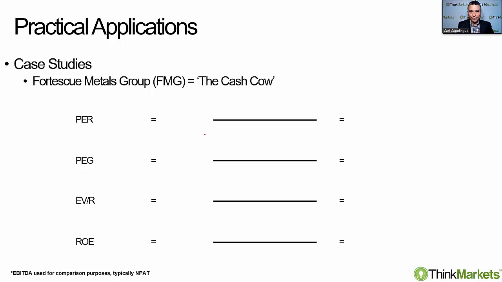We know Fortescue is doing very, very well at the moment on the back of some really strong iron ore prices that have juiced up earnings over the last 12 to 18 months. Lots of numbers on screen. Let's switch screens now and find out how we can fill in each of those data points.